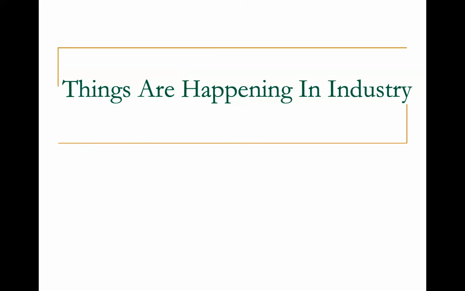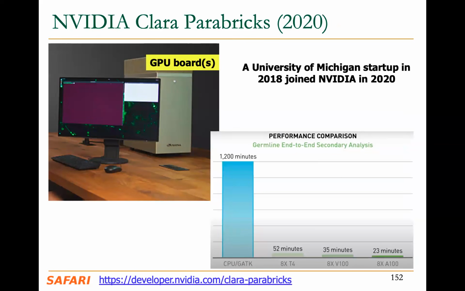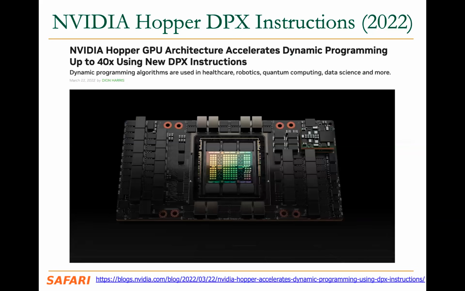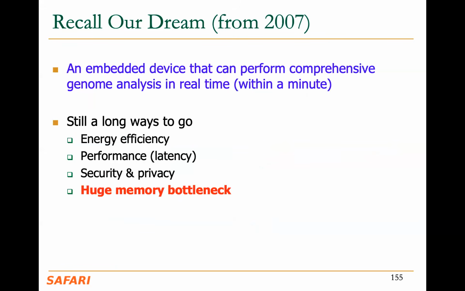Now, let me conclude. But before I conclude, I will say that there are things happening in industry. Even though they don't talk a whole lot about it, Illumina folks actually have FPGAs inside their sequencing machines. If you have some deal with them, perhaps you can use those FPGAs for variant calling, etc. NVIDIA has been doing interesting stuff in genomics, and they recently added dynamic programming instructions to accelerate dynamic programming. There are also other companies that collaborate to do a lot of interesting analyses using GPUs.